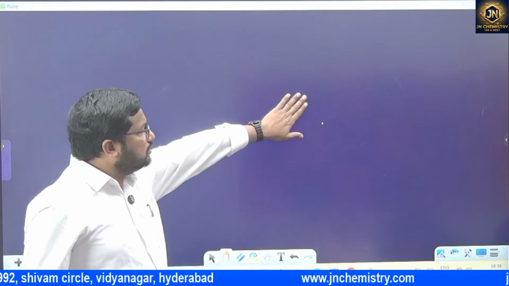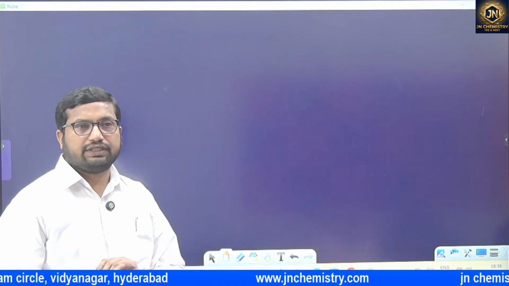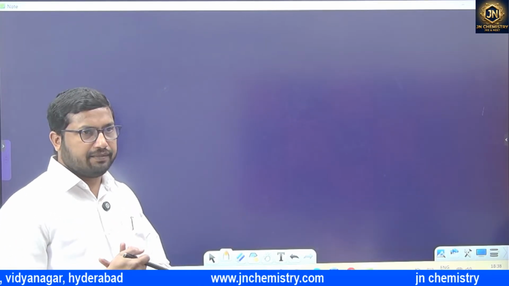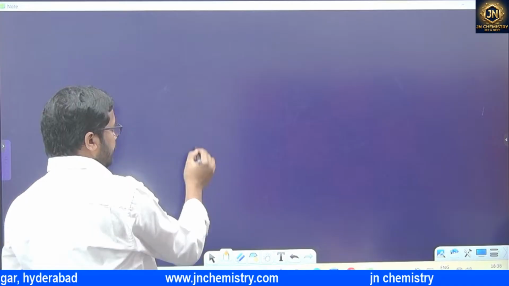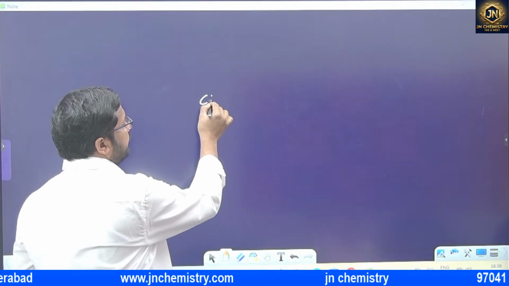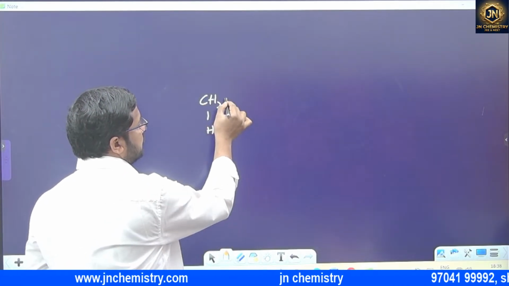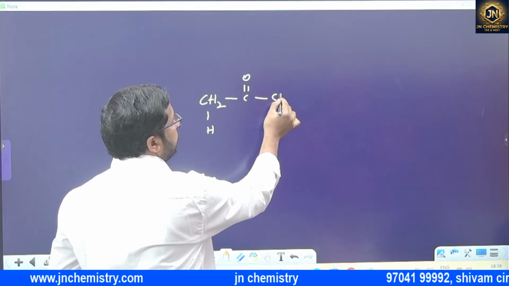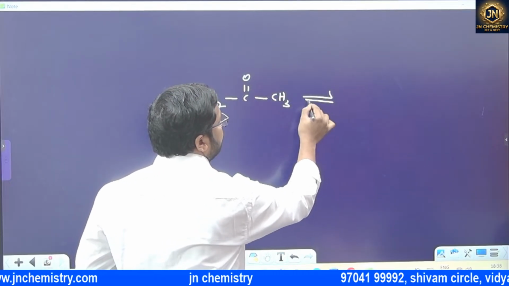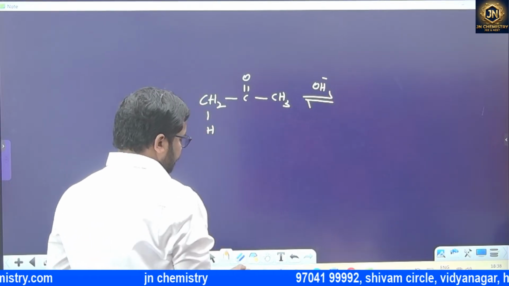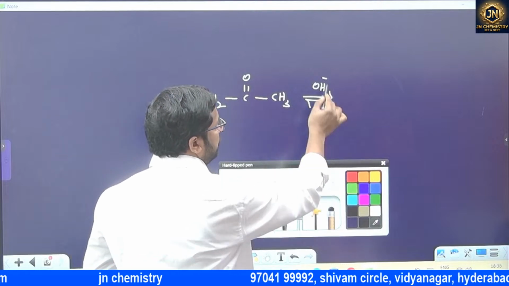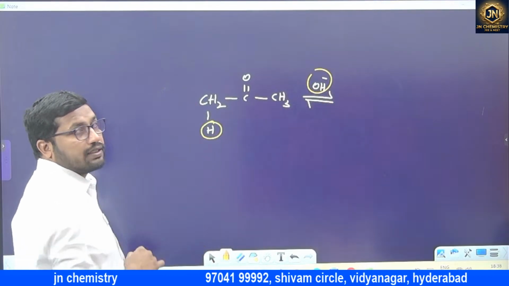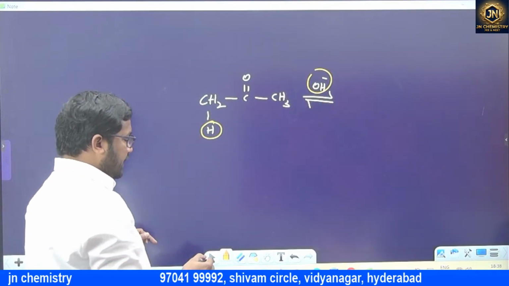Right. So the mechanism which I explained in acidic medium and basic medium. In basic medium, for example, C double bond O, CH3, in base catalyzed medium, the first step, what exactly happens? Base will abstract this proton. What exactly happens?